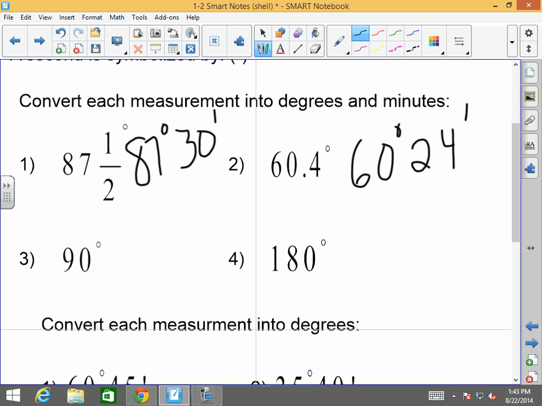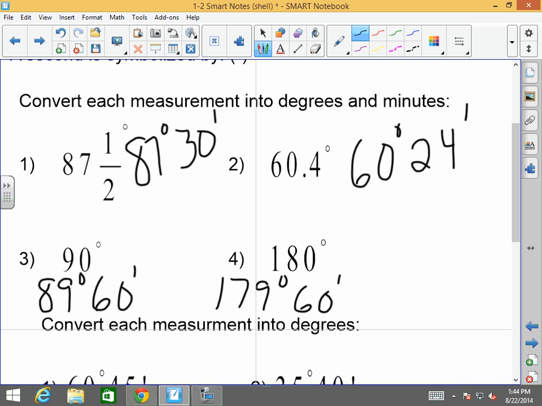90 degrees, okay, we talked about 90 degrees yesterday. If I want to express it solely in degrees and minutes, it would be 89 degrees and 60 minutes, because 60 minutes is 1 degree. You add it to 89, that's 90. 180 could be 179 degrees and again 60 minutes.